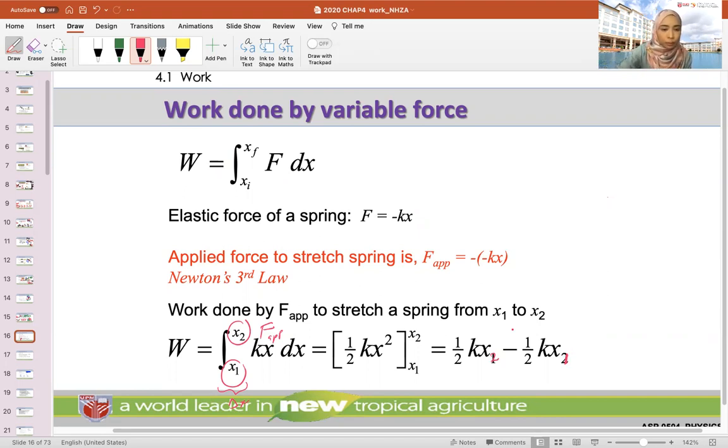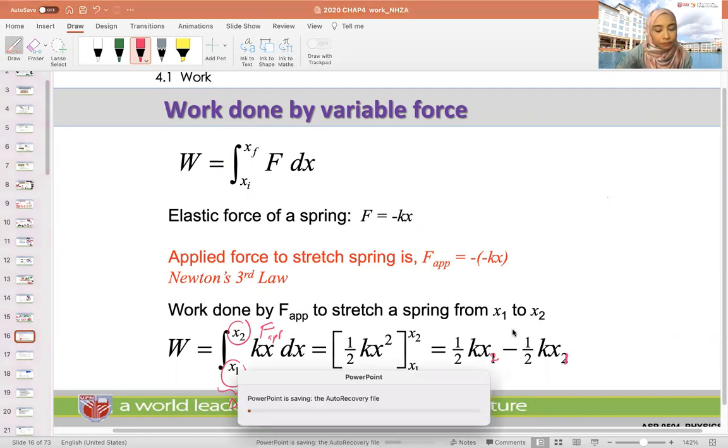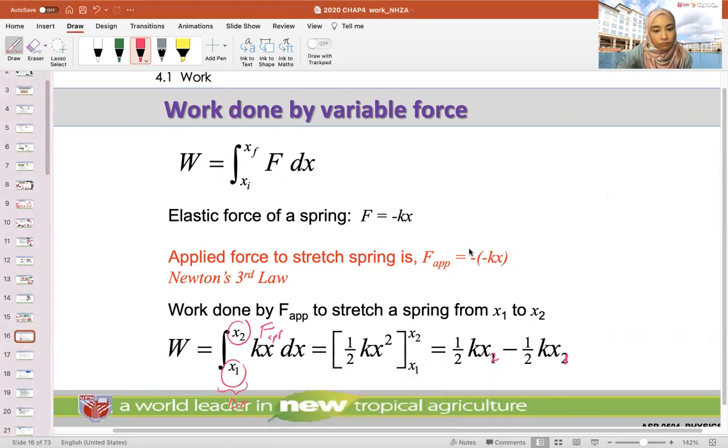So, but this is not the point of this slide. Kejap. Okay, tak apa. Kita akan go with it.